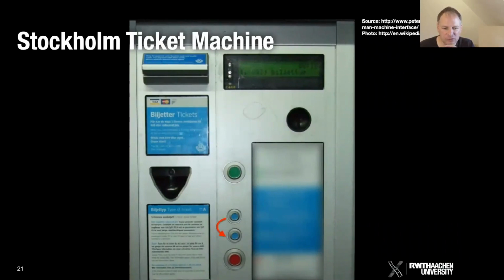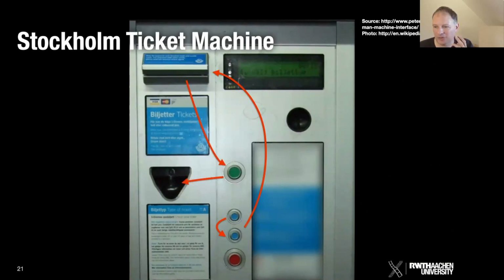Well, this is what you need to do. You would have to first start in the middle and press a blue button up to three times to tell the machine if you want a ticket for zone A, A and B, or A, B, and C. Then you need to move down and press the second blue button once for a regular ticket or twice for a reduced price ticket. Then you move up to the top here and swipe your credit card on the top left side of the machine. Then you move back to the center and press the green button once. And then your actual ticket comes out here to the left.